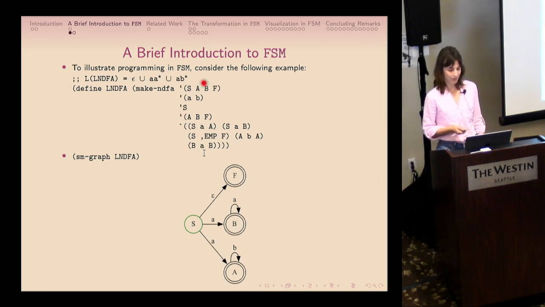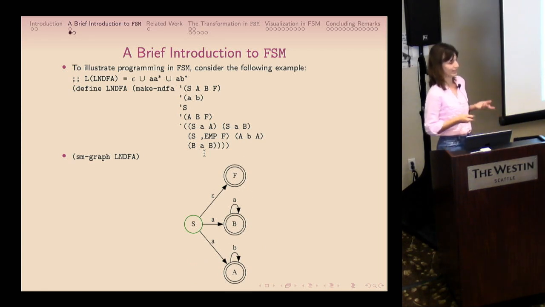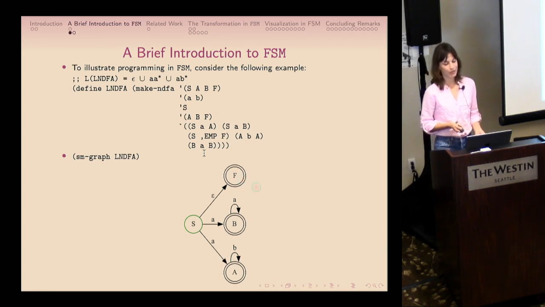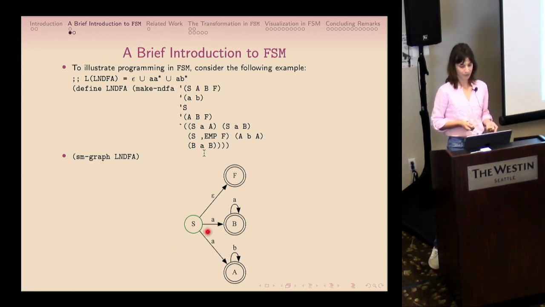First we have our list of states. We have S, which is the starting state where input has not been consumed, and it's highlighted in green. Then we have A, B, and F, which in this case are all final states. If a word ends up in any of those states, it is a word in the language and it gets accepted. A accepts all the words that start with A and are followed by an arbitrary number of B's. B accepts all the words that start with A and are followed by an arbitrary number of A's, and F accepts the empty word.